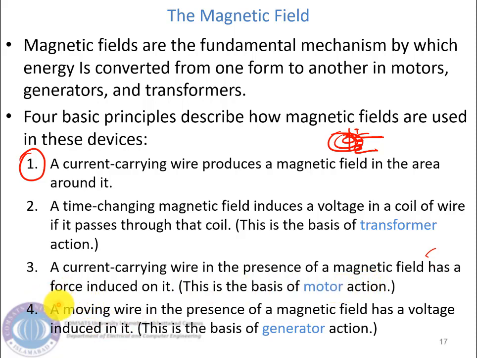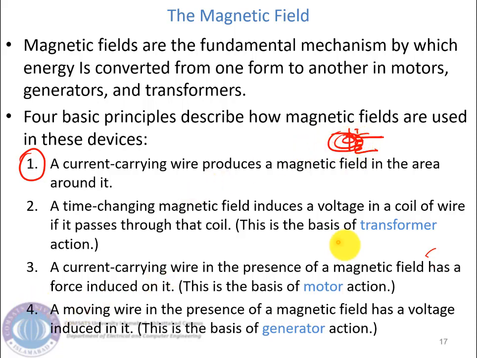So the last one is that a moving wire in the presence of a magnetic field has a voltage induced in it. If we have a uniform magnetic field which is not time varying, and we bring another coil or wire and move it in the vicinity of this magnetic field, a voltage will be induced in it. There is a slight difference between the second and the fourth: in the second we are not moving the two coils, but we have the time changing magnetic field.